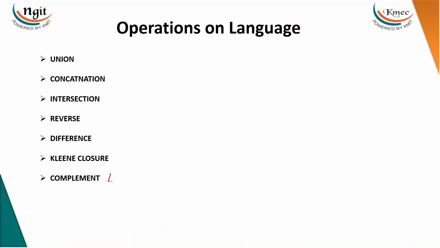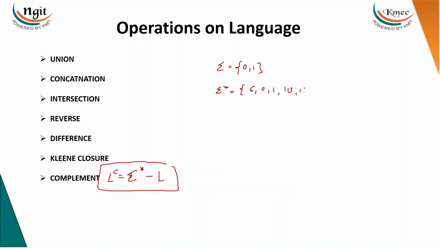Let me go with the complement, which is denoted with sigma star minus L. For example, if you have an alphabet of 0, 1, the universal language is going to have everything like epsilon, 0, 1, 10, 11, 01, and so on. Then if L is epsilon, the L complement is all the strings of sigma star which are not in L, meaning you take 0, 1, 10, 11, and so on, just removing epsilon. That's it. We'll discuss more about this in the next video also.